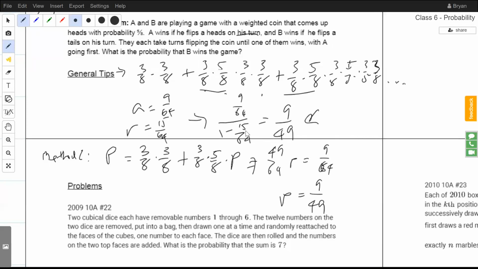Basically, the inspiration behind this is, if you notice, what happens after one round does not affect any of the later rounds besides ending. So each round where A goes and B goes is independent of the next round where A goes and B goes. So we can just use the fact that it can go on to infinity.